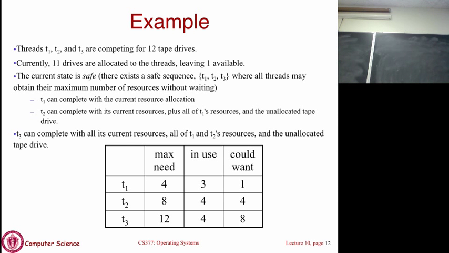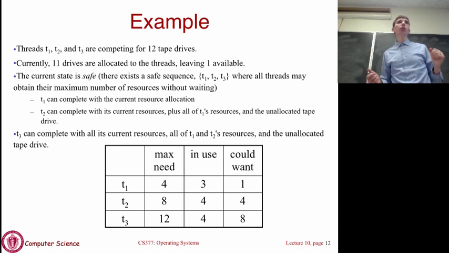And now what can we do? Now T2 wants 4, so we give the 4 drives to T2. T2 completes, and now how many drives do we have open? Now we have 8. T2 had all 8. It releases them, and now T3 can take all 8 and complete. So this state is safe. And what we mean by that is simply that there is a sequence whereby we can complete all of the threads and guarantee that there's no deadlock given what is currently allocated and what they might request.